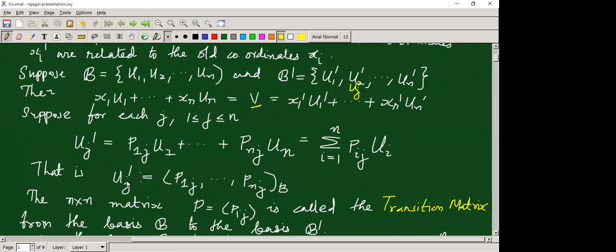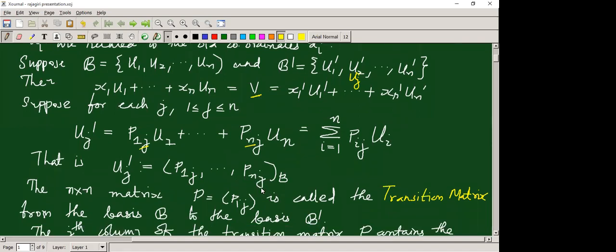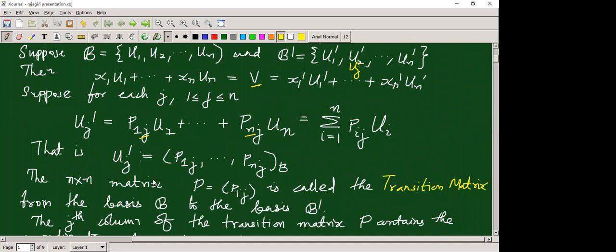So what are the coordinates of uj dash with respect to B? That is, we are representing uj dash using elements of B. By the definition of the coordinate vector, uj dash is actually these scalars p1j, p2j, etc., pnj with respect to B. So corresponding to each j, for 1 less than or equal to j less than or equal to n, you will get uj dash, and that is a row vector consisting of n elements.